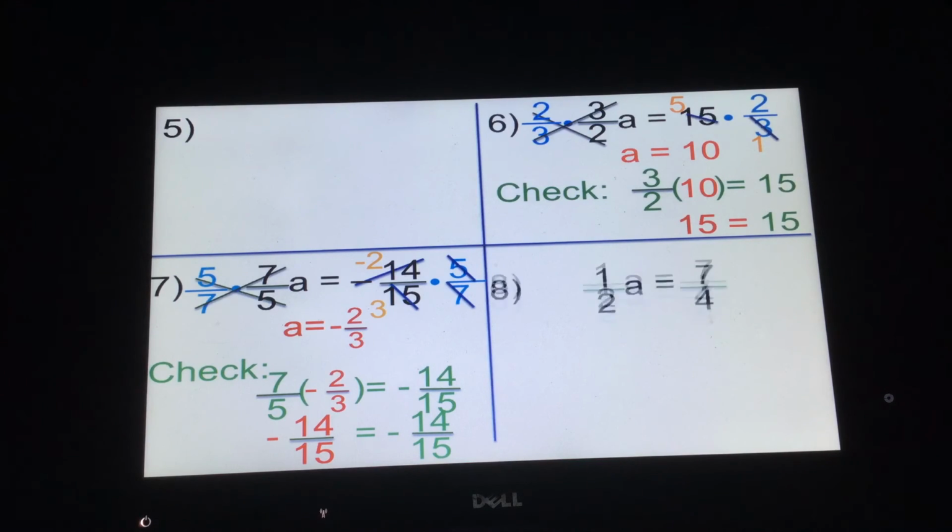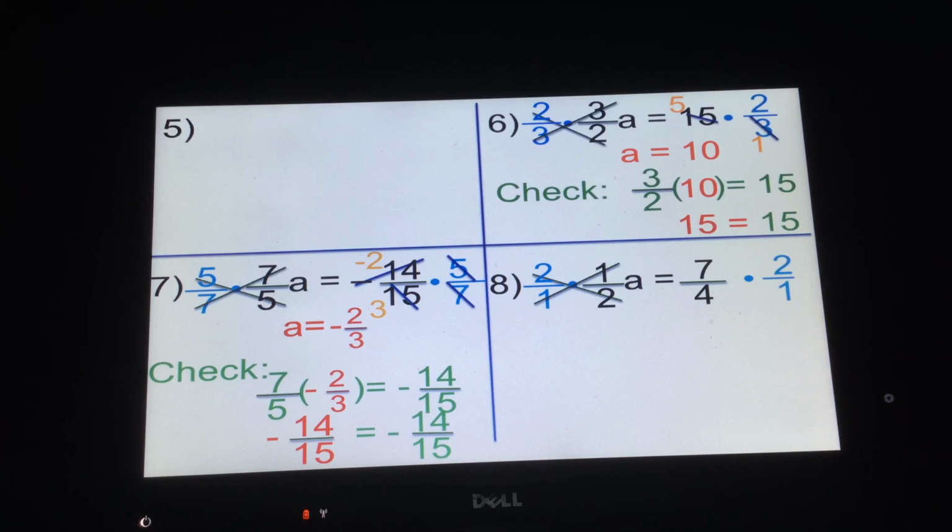All right, last one we're going to do together is 1/2 a equals 7 fourths. Now, the reciprocal of 1/2 is 2 over 1. If you just wanted to multiply by 2, that's okay as well. But the reciprocal of 1/2 can be 2 or 2 over 1. It looks a little better seeing this, because then I can just cancel the 2's out, cancel the 1's out.